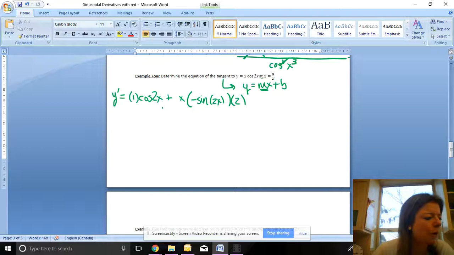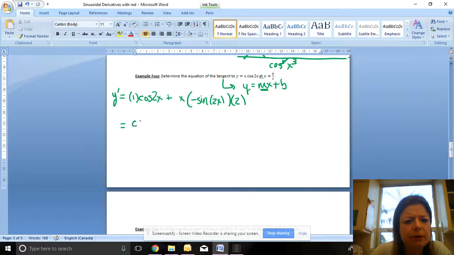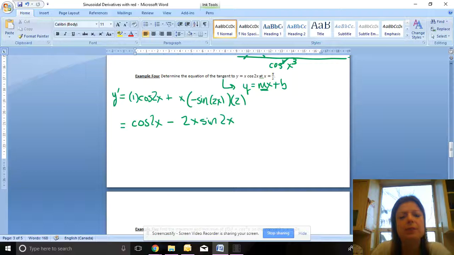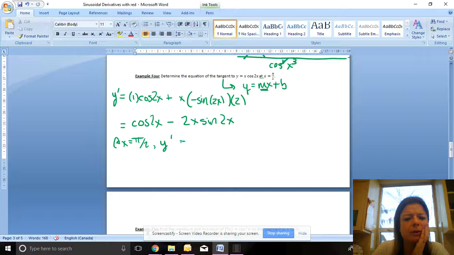All right, so let me simplify this a bit. So we get cos 2x minus 2x sine 2x is really the best way to write that. So now we can sub in pi over 2. So at x equals pi over 2, y prime equals the cos of pi, right, because 2 times pi over 2 is pi, minus pi times sine pi, because I'm just subbing in pi over 2, but it's being multiplied by 2 every time, so that's why that works.